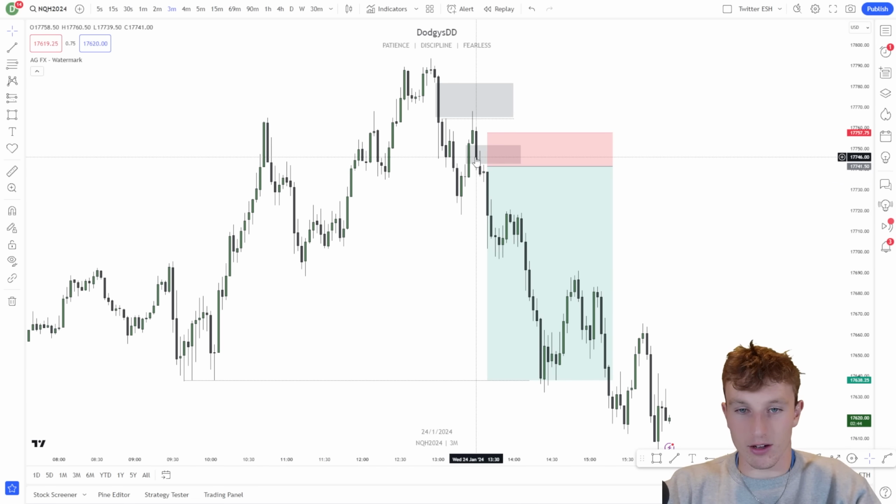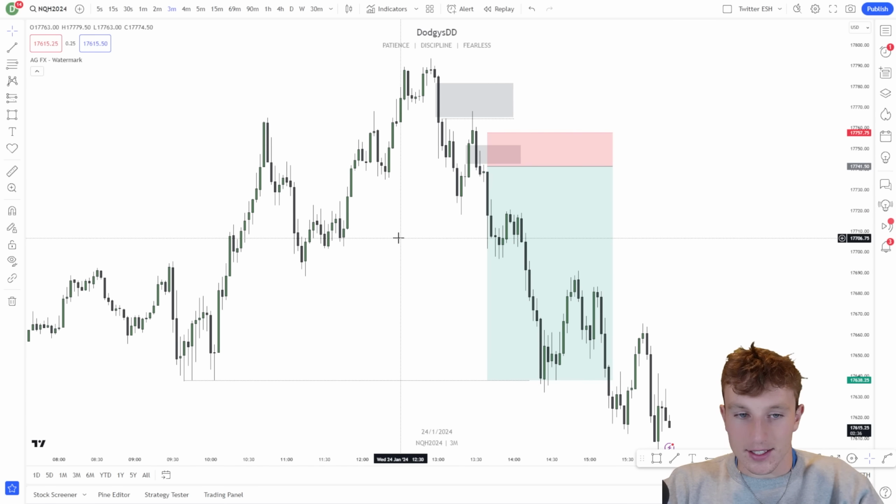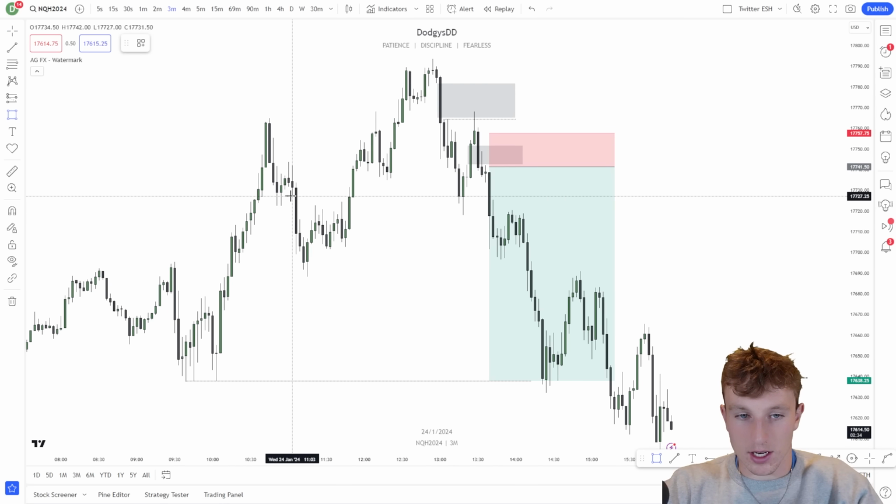It was during the kill zone, right? It gave us the entry right at 130. Oh, would you look at that? Right when the kill zone starts. Who would have known? And you can just see the effect and the power of this, right? Here's another one right here.